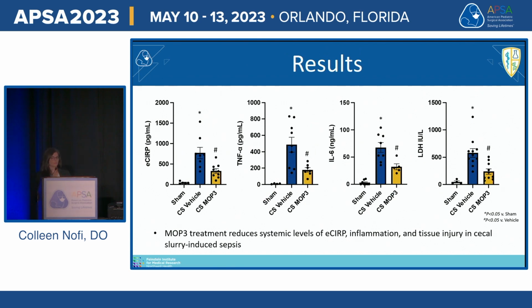Most importantly, we found that systemic levels of ECRP were significantly reduced with MOP3 treatment, represented in yellow, compared to vehicle after cecal slurry. We then correlated this reduction with a reduction in systemic inflammatory cytokines, TNF-alpha and IL-6, with MOP3 treatment. Finally, we also showed a reduction in tissue injury measured by LDH with MOP3 treatment. So together, these data support that MOP3 reduces systemic levels of ECRP, inflammation, and tissue injury in cecal slurry-induced sepsis.